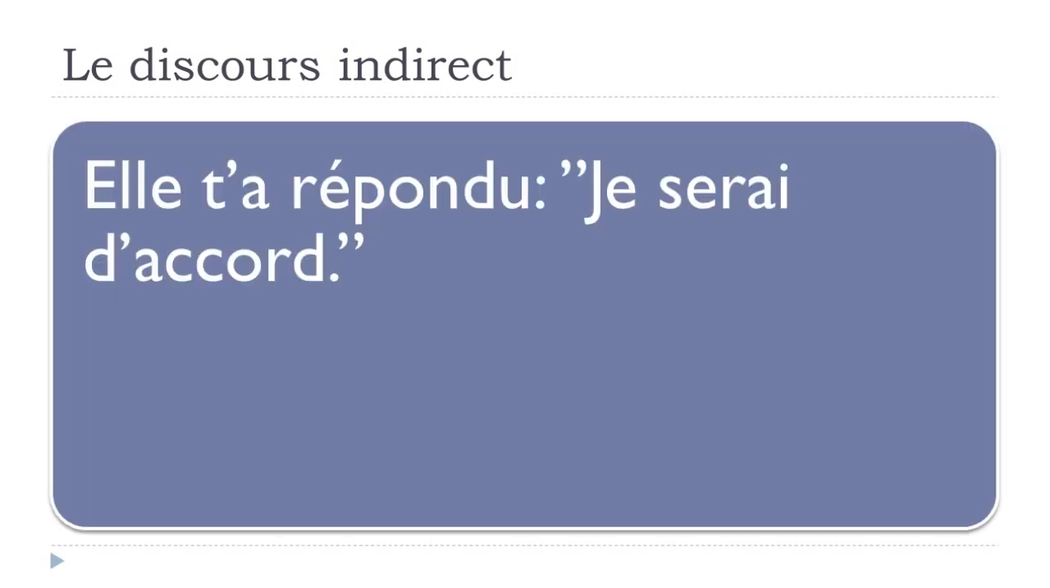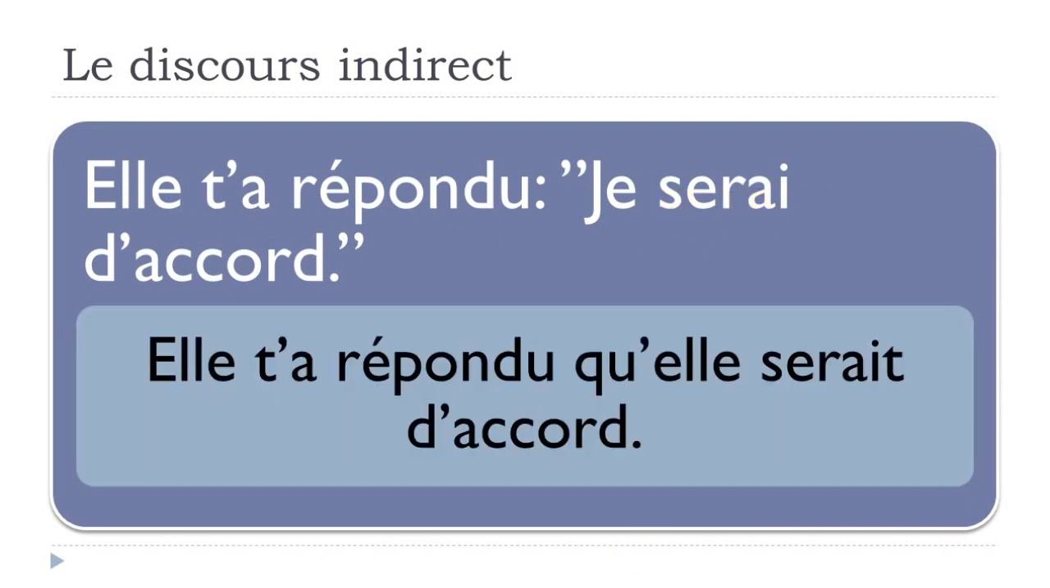So let's have a look now. Elle t'a répondu, je serai d'accord. Okay, so we do agree that it's still the same here, passé composé, and in the second part here, je serai. So it's still the verb to be, but remember, it's the futur simple form. Je serai d'accord. And so it will become, elle t'a répondu qu'elle serait d'accord, okay? They look quite similar, but keep in mind that this form here is the conditionnel présent form, okay? Elle t'a répondu qu'elle serait d'accord.